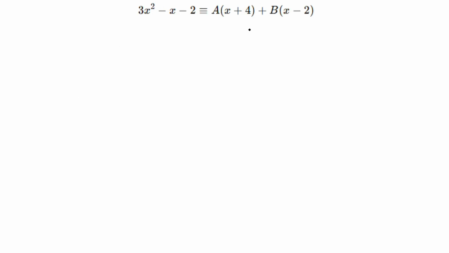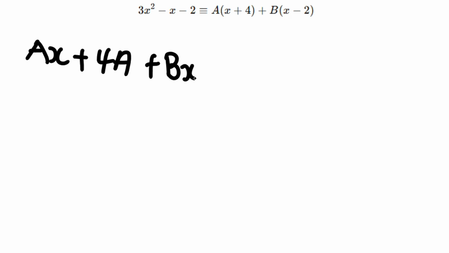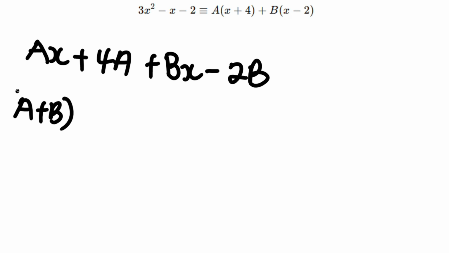Another question, we need to do the same thing, expansion, right? We expand this side, we have ax plus 4a plus bx minus 2b. So if you group like terms, you are going to have a plus b, which are the like terms, right, equals to negative 1, because the coefficient beside x is negative 1.